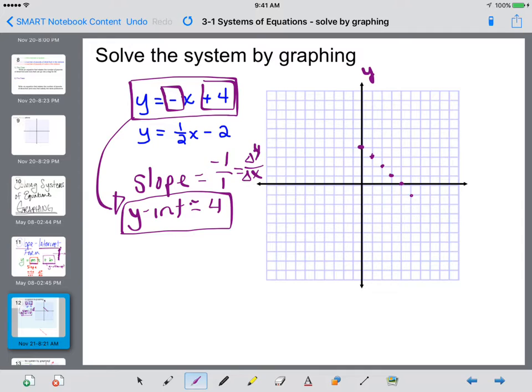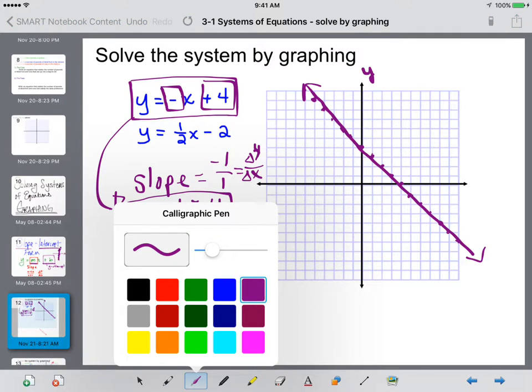It's a downward slope, so my dots have to be going in a downhill action. If I wanted to go the other direction, I would have to go up 1 and to the left 1. So up 1, left 1, up 1, left 1. We always want one direction going positive and one direction going negative. Now I connect those dots as best I can. It's kind of hard on the iPad, so bear with me.